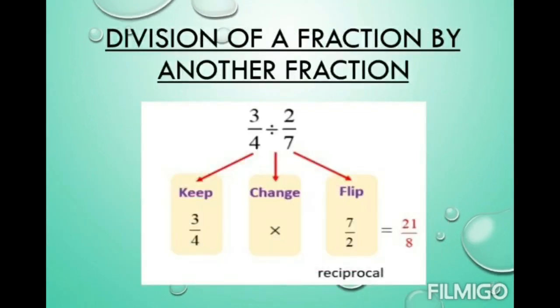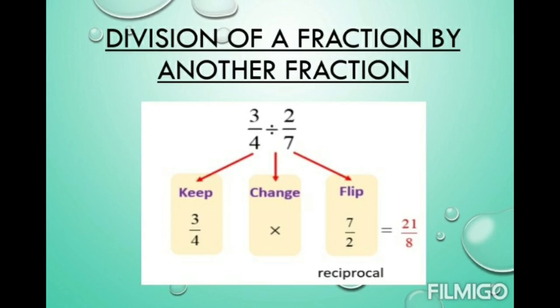Next topic is division of a fraction by another fraction. If we have to divide 3 by 4 by 2 by 7, in that case we will write 3 by 4 as it is. Then we will change the sign of division to multiplication, and next to it, for that fraction, we will write its reciprocal. So 2 by 7's reciprocal is 7 by 2. Then 3 by 4 into 7 by 2. When we simplify, the answer will come 21 by 8.